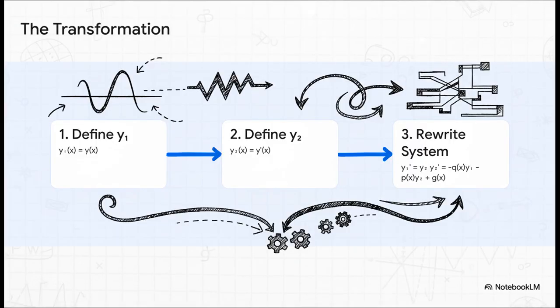And here's the clever part. To get this into a form we can work with, we just define two new variables. First, we'll say y1 is just our original function, y. Simple enough? Second, we'll say y2 is its derivative, y prime. Now, by plugging these back into our original equation, we can rewrite that single, tough second-order problem as a system of two first-order equations. Now, I know it might look more complicated at first glance, but what we've actually done is put it into a format that our original theorem can understand.